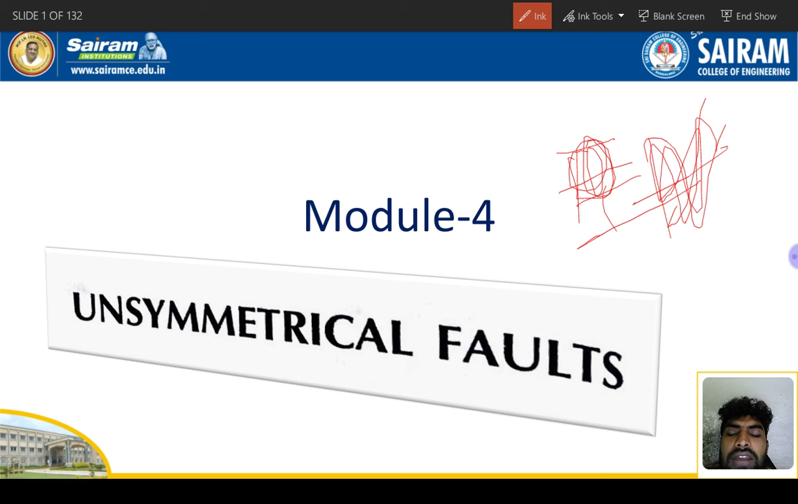And we have unsymmetrical faults. Unsymmetrical faults are LG fault, line to ground; LL fault, line to line; and LLG fault. Those are the faults we can expect. In the unsymmetrical part, there are series faults and shunt faults. Shunt faults are like LG, LLG, and LL. But series faults are like open conductor faults, where one conductor is open. Those are called series faults.